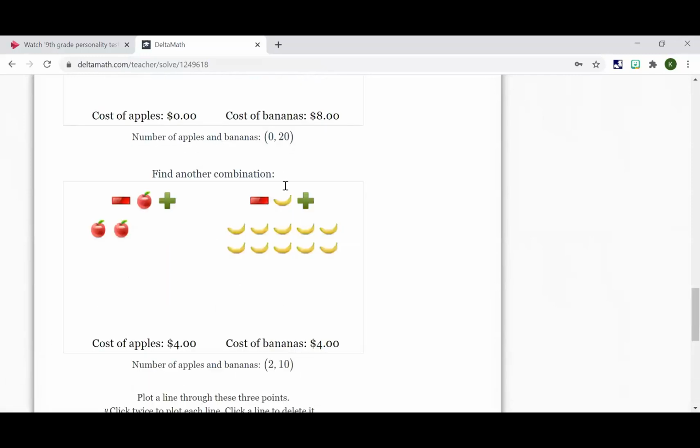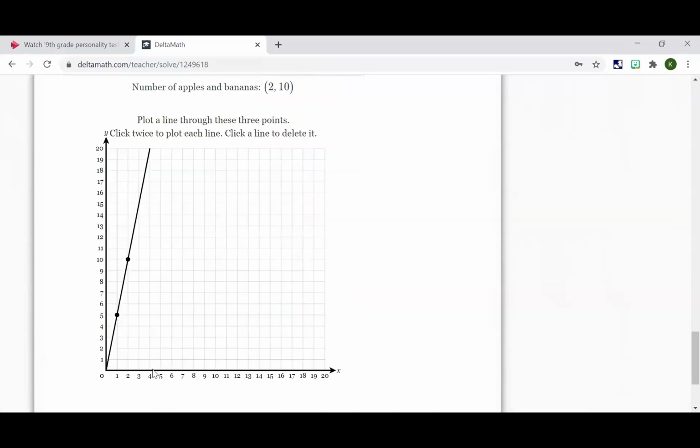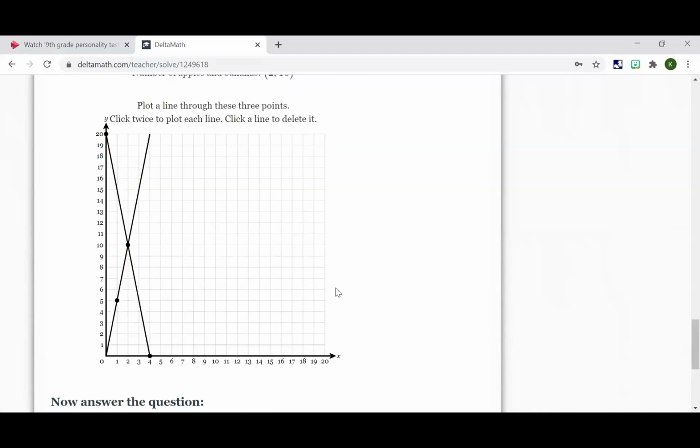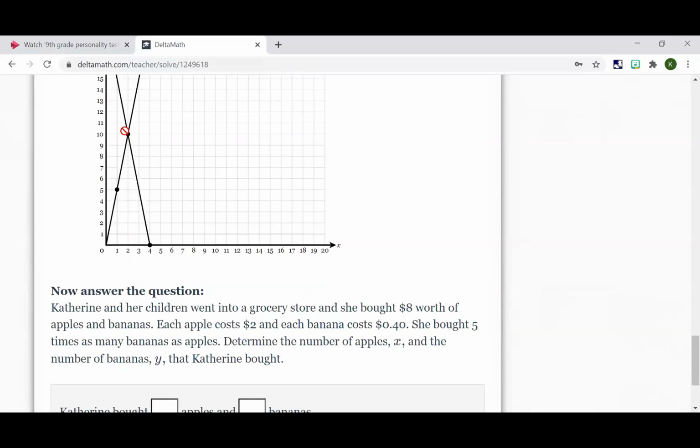And so now I have to plot these. I like to do the intercept. So 4, 0 and 0, 20. And so then I just have to find where the lines cross. So the lines cross at 2, 10.